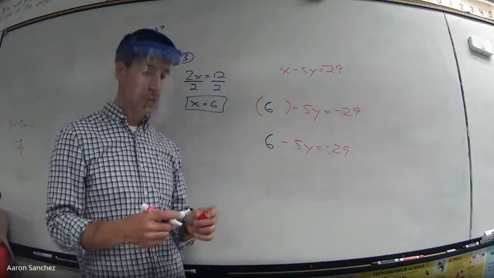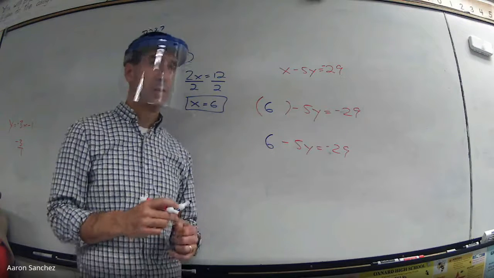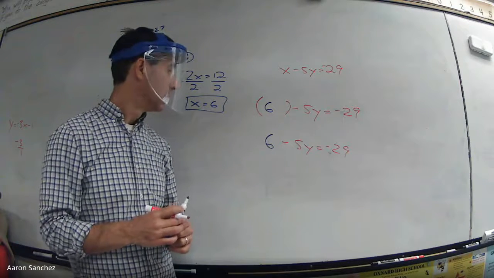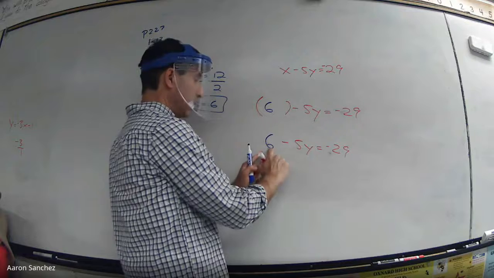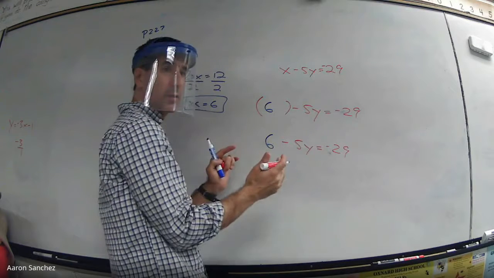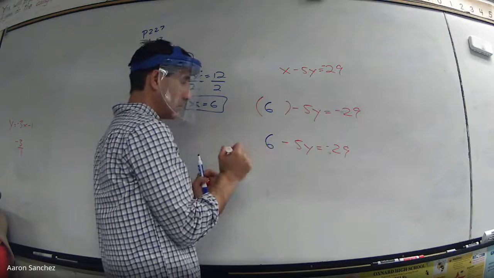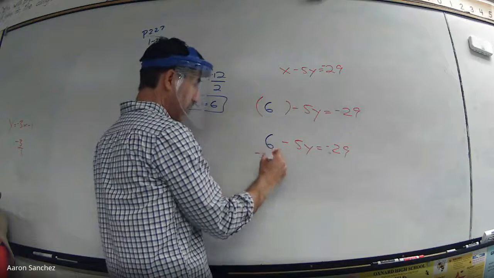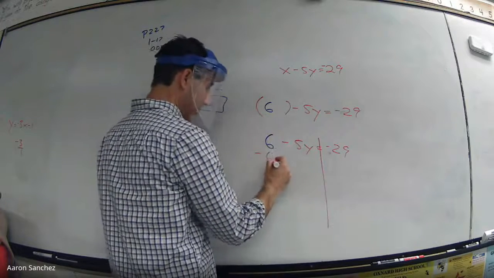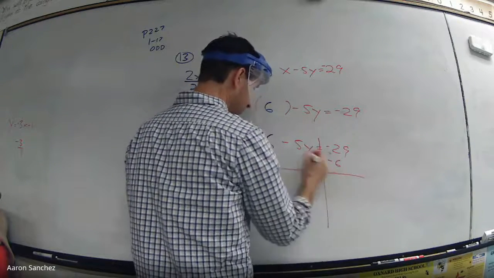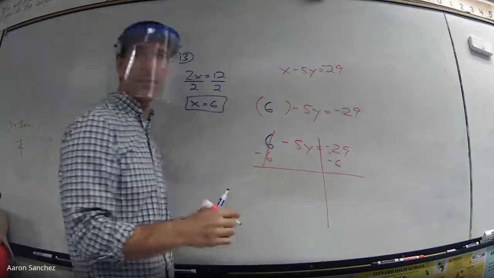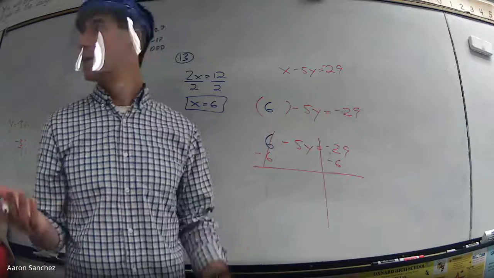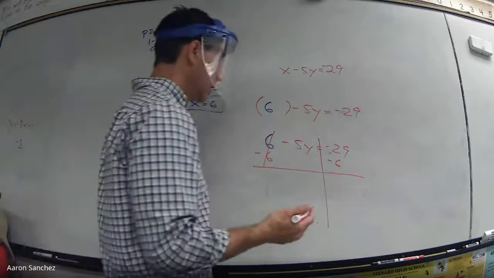So, Olivia, how do I get rid of the 6? Well, I can't combine these because it's 5y. So I want to just make this go away completely. Right, Edgar? So I'm going to subtract 6, because I want to get y by itself. I just take away 6. Now I have 2 negatives, so I add them. 29 plus 6 is 35. So go ahead and solve for y.